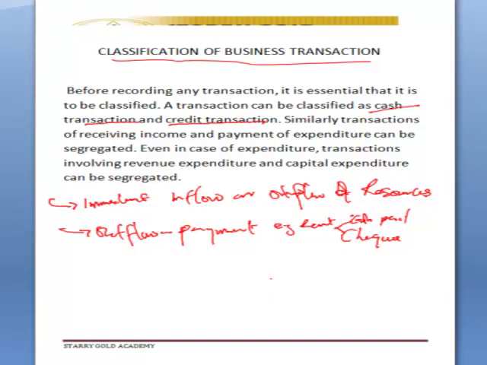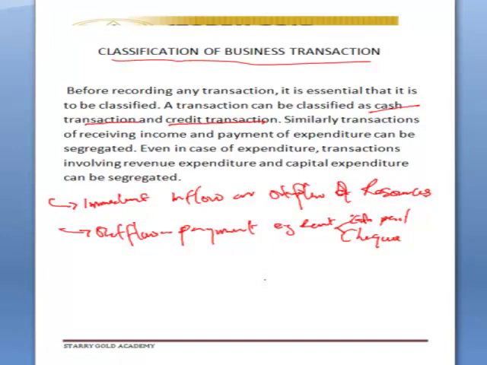A credit transaction is one in which payment of resources or receipt of resources is being deferred, that is, it is being postponed to a future date. That is what we call a credit transaction. Similarly, transactions of receiving income and payment of expenditure can also be segregated.